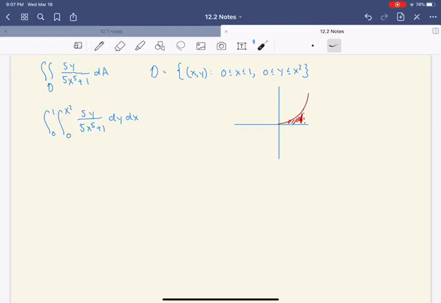Remember, because these limits are in terms of x, that integral has to be in terms of y. Okay? Another way you could write this integral is from 0 to 1. And then, if you want to think about it in the other terms, this y equals x squared is the same as x equals the square root of y. That's the left-hand margin. The right-hand margin is x equals 1.